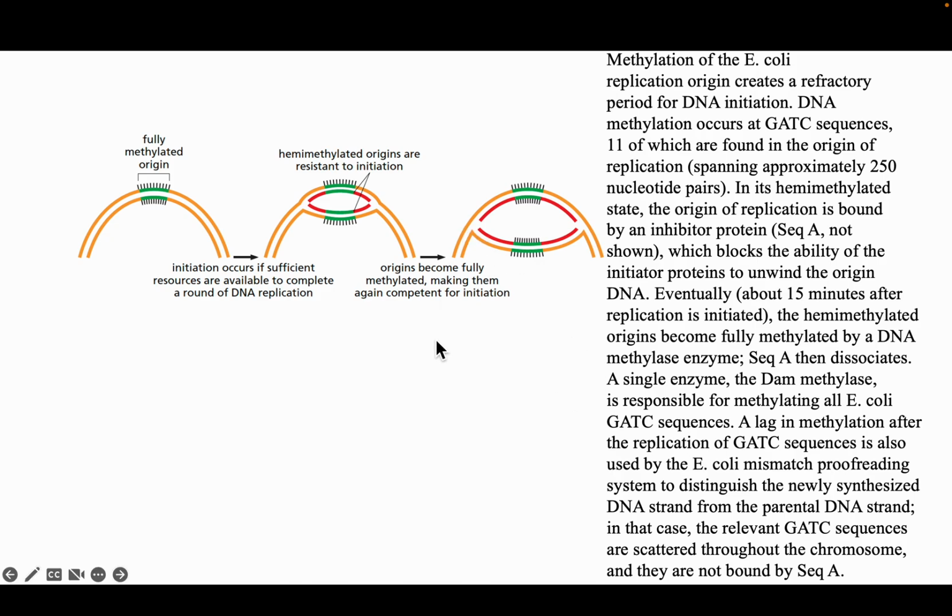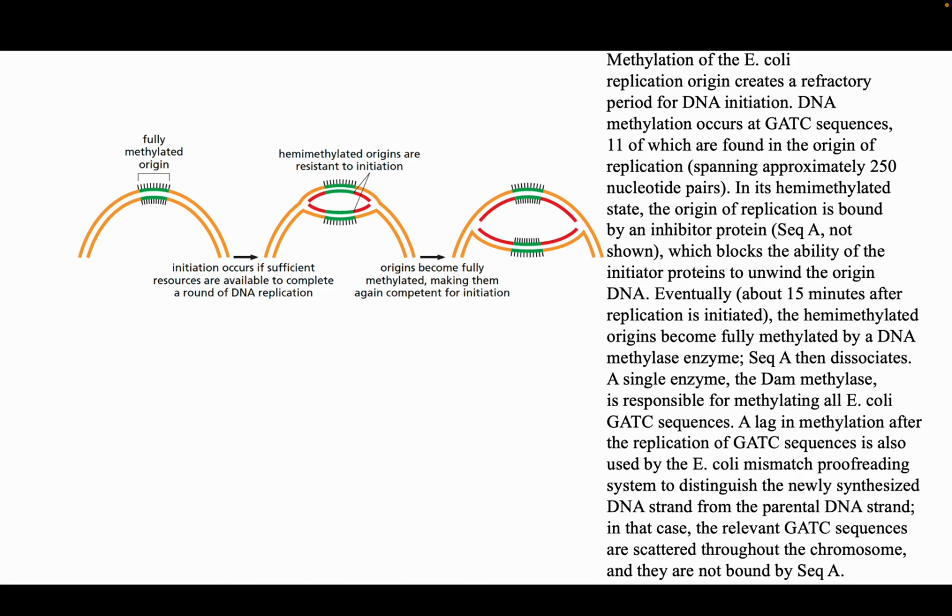So where is DNA methylated? DNA methylation happens at the GATC sequence. This kind of sequence is found around 11 times. So in the hemi-methylated state, what happens? The origin of replication is bound by an inhibitor protein, also called SeqA, which blocks the ability of the initiator proteins to unwind that origin DNA.